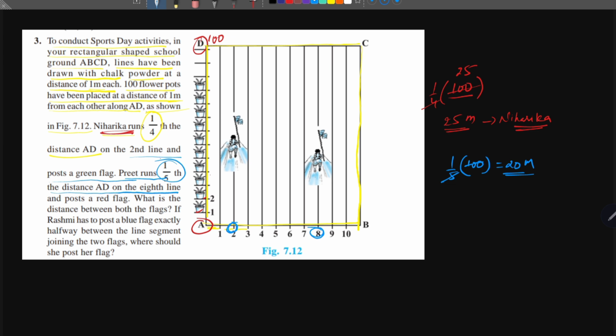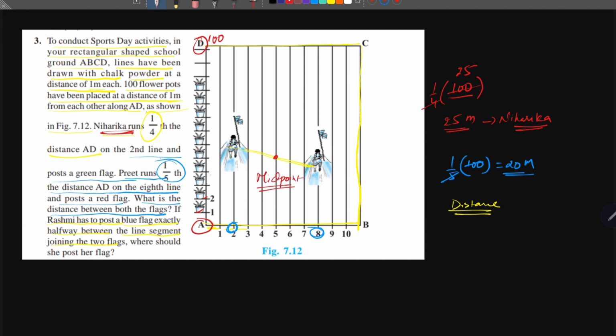Okay, so the flag posts. What is the distance between both the flags? Distance between both the flags means we need to apply the distance formula. As well as, if Rashmi is to plot a blue flag exactly halfway on the line segment joining the two flags, suppose if I join these two different flags, we need to place it at the middle of this. So middle of this means we need to find the midpoint of it.